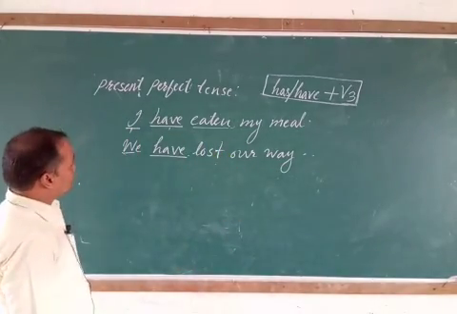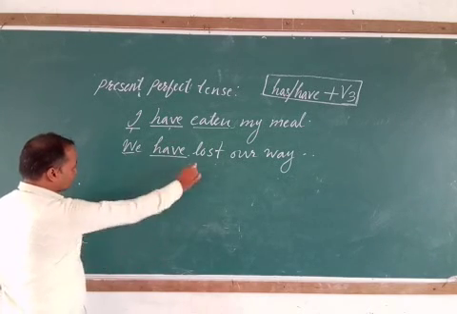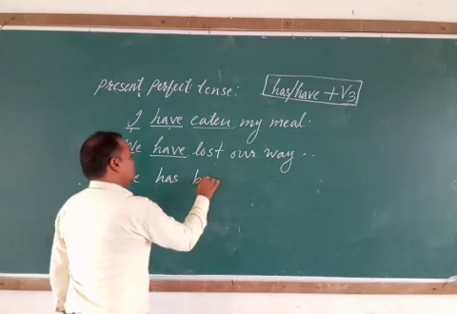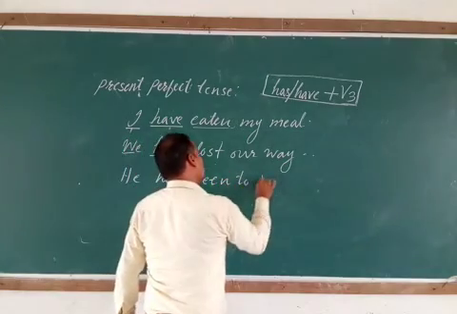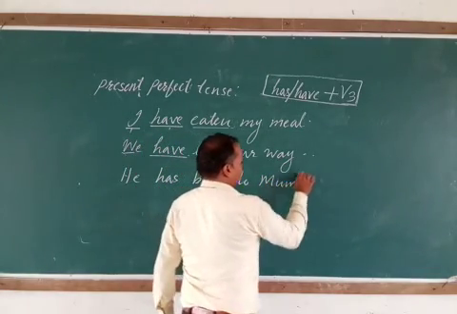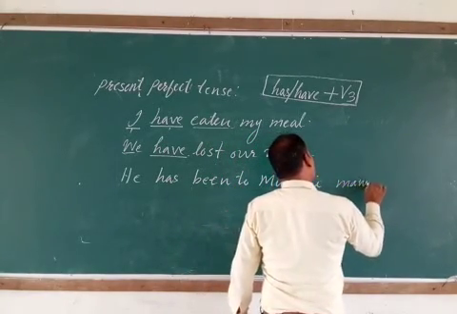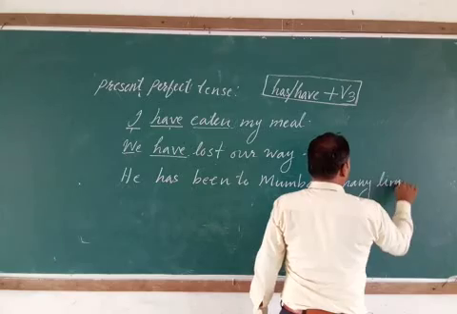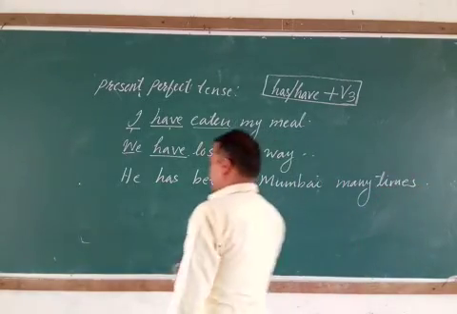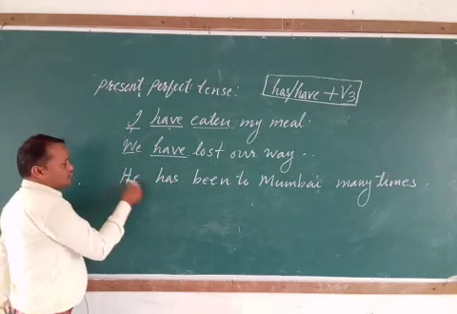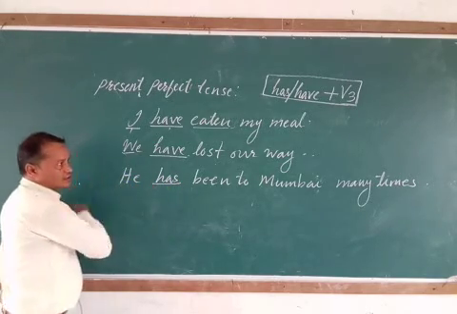Now let's see the example of has. He has been to Mumbai many times. Here he is singular, so we use has with singular.